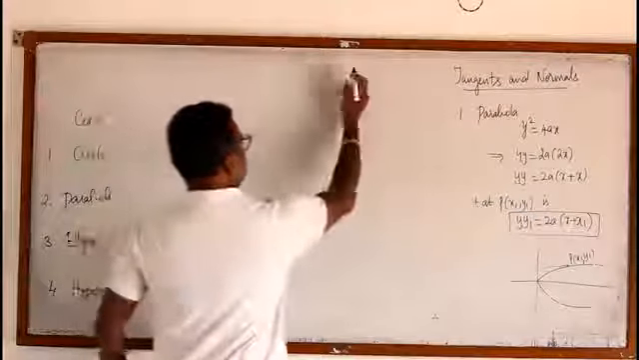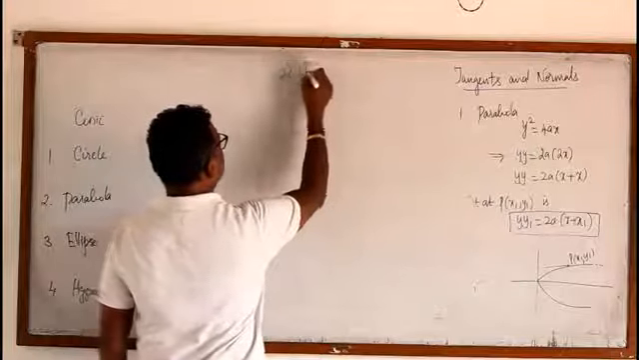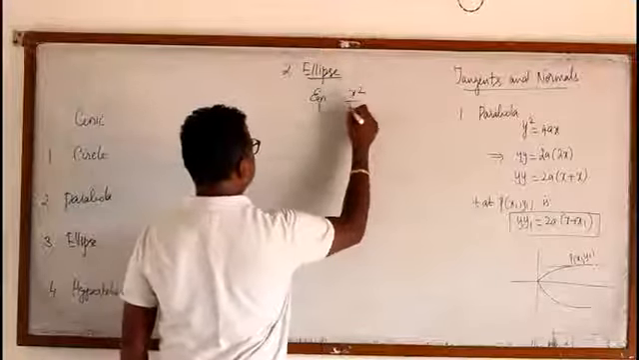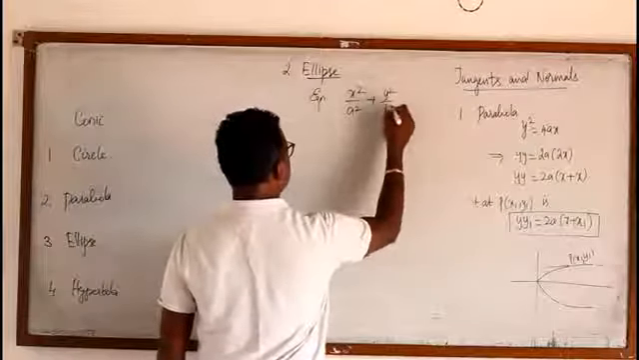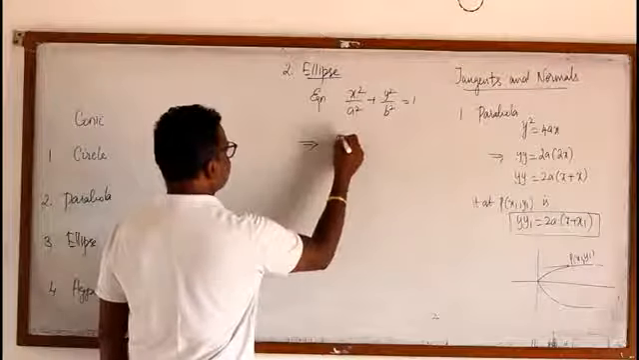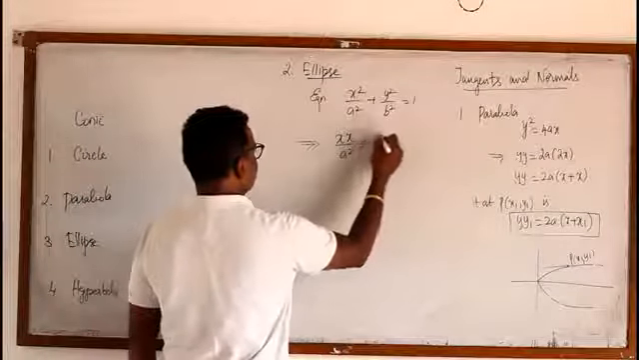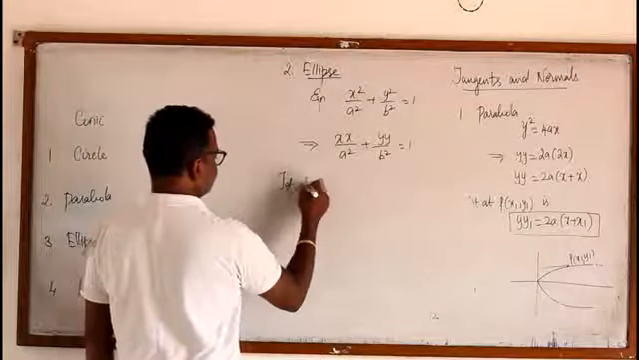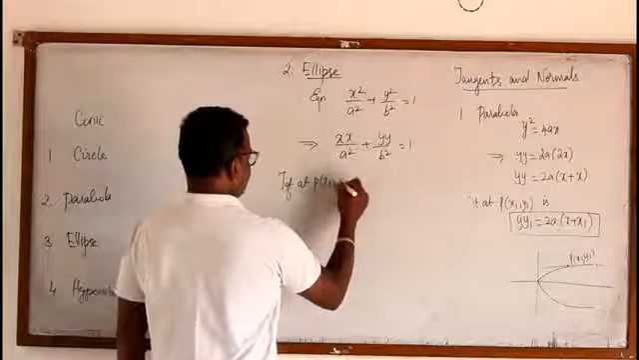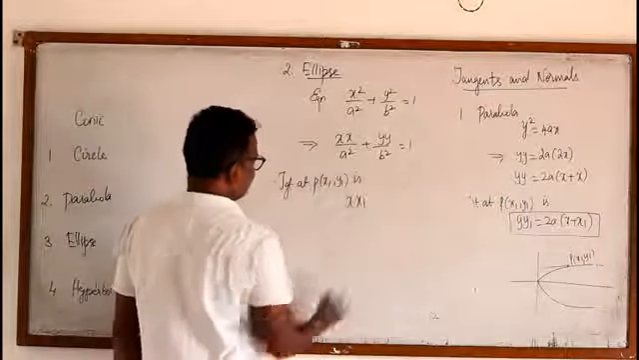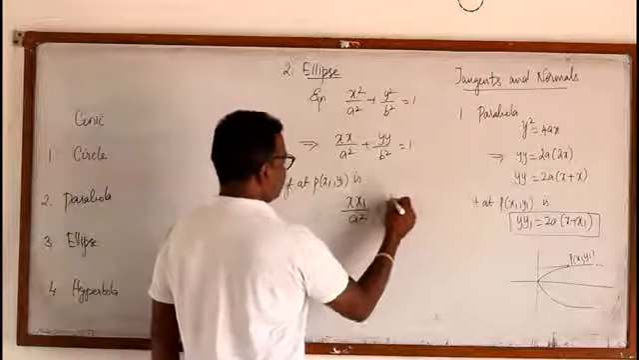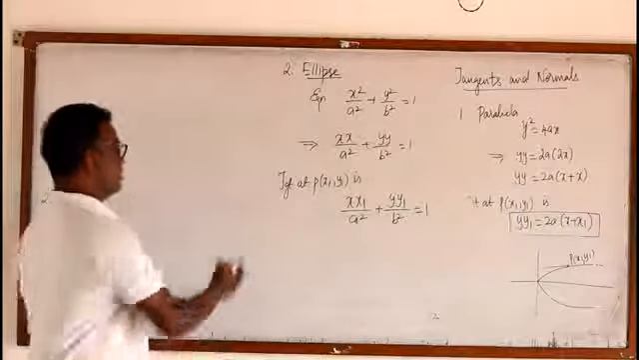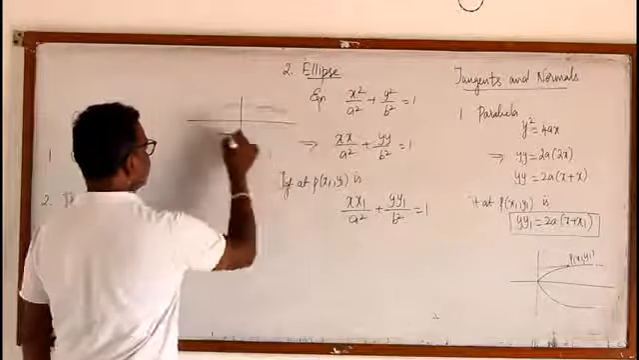Now, for the ellipse, we have the equation x square by a square plus y square by b square equal to 1. Then I can write x square as x into x by a square, plus y into y by b square, equal to 1. Therefore, the tangent at P of x1 comma y1 is: keep one x as it is, the other x as x1 by a square. Similarly, keep one y as it is, the other y as y1 by b square, equal to 1. This is the equation of a tangent to an ellipse.